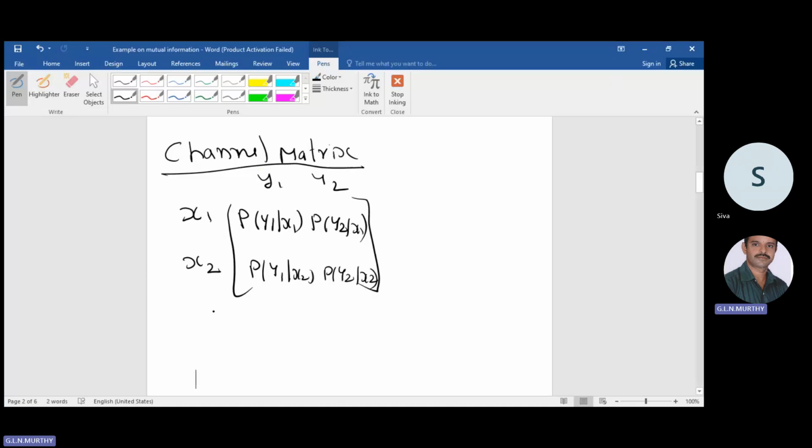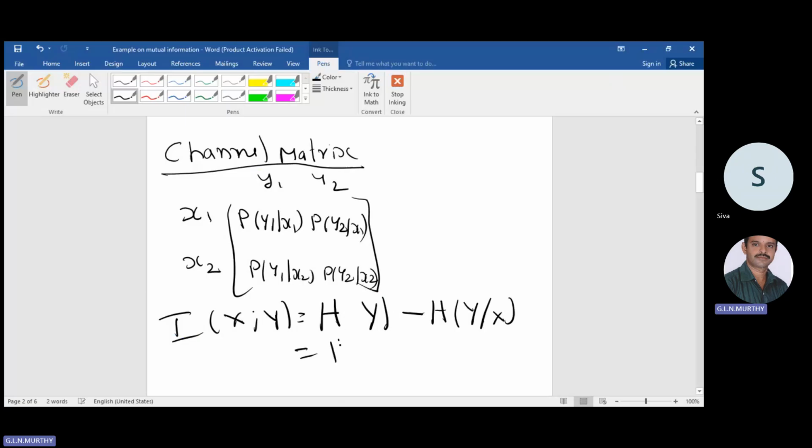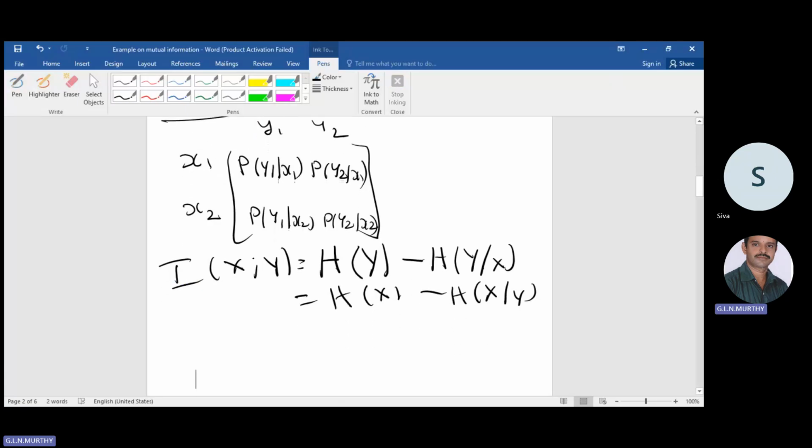Now, what is the current task? We want to estimate I of x semicolon y. It is preferable not to go directly to estimate the mutual information by using the definition. You can better use the properties. From the properties of mutual information, we know it is given as H of y minus H of y upon x, or H of x minus H of x upon y. Either of these properties can be used for estimating mutual information based on the given data.